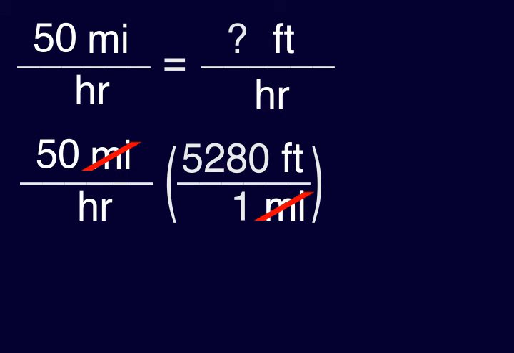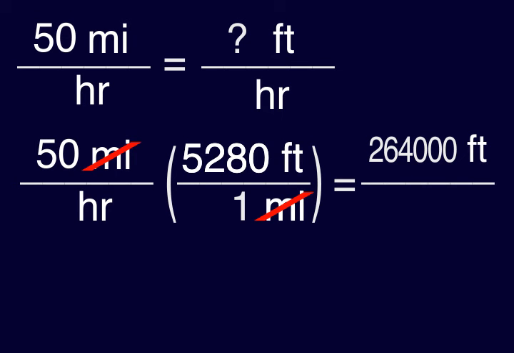Now, multiply the numbers following the rules of multiplying fractions. In the numerator, we have 50 times 5,280, which is 264,000. The only unit left in the numerator is feet. In the denominator, there is no number listed next to the hour. Remember, whenever this is the case, we assume it to be 1 hour. In the denominator, we have 1 times 1, which equals 1. The only unit left in the denominator is hours.